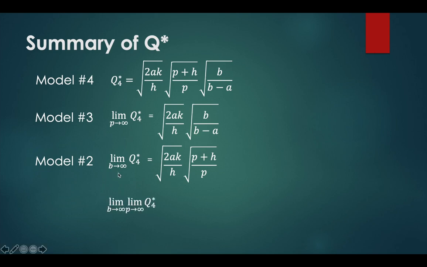And finally, if you try to get the double limit of Q4 star as B approaches infinity and P approaches infinity, it won't be a surprise anymore that this is equal to square root of 2AK over H, which is model number 1. Because if you don't allow shortages and you assume that the supply rate is instantaneous, you get the assumptions of model number 1.